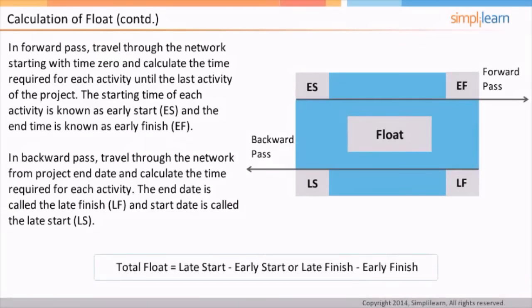The float of the activity is either the difference between the late start and early start, or the difference between the late finish and early finish. Both the differences work out to be the same. Before the start of the PMP exam, please make a note of the total float formula. Let us understand the critical path calculation with an example in the next screen.